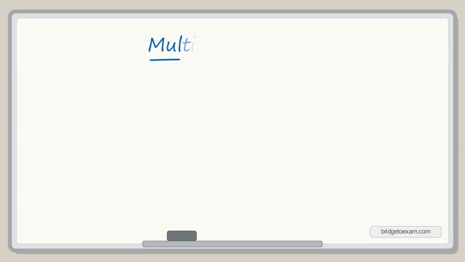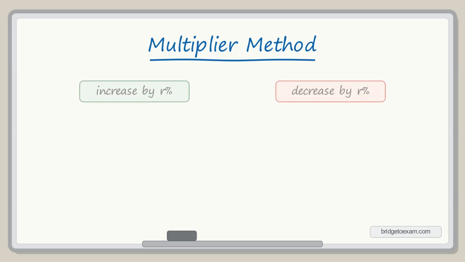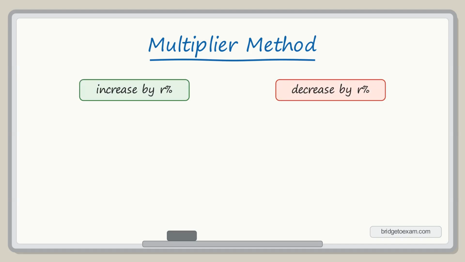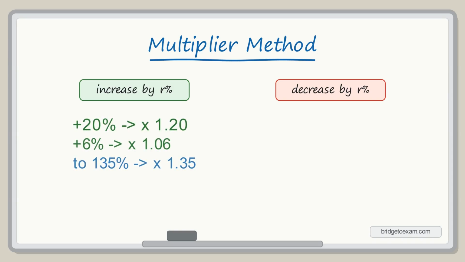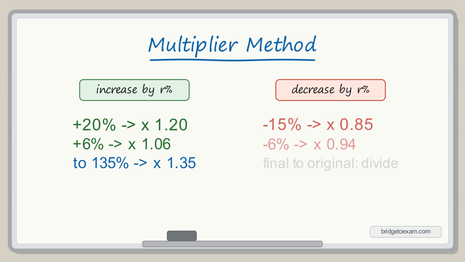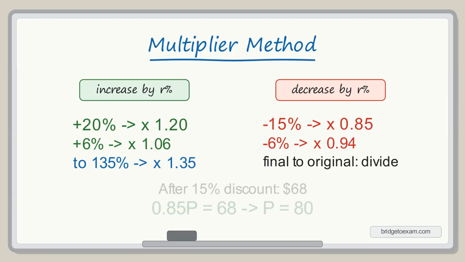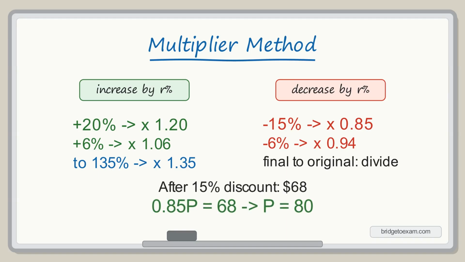The multiplier method is fast and reliable. Increase by 20% means multiply by 1.20. Decrease by 15% means multiply by 0.85. For reverse percentage, divide by the multiplier. If a 15% discount leaves $68, 0.85p equals 68. So the original?